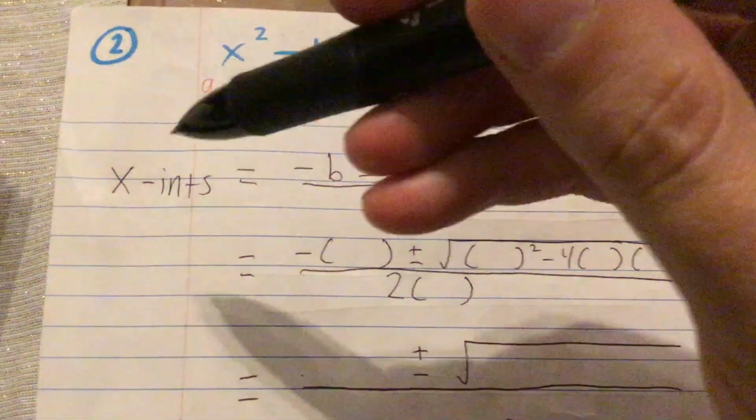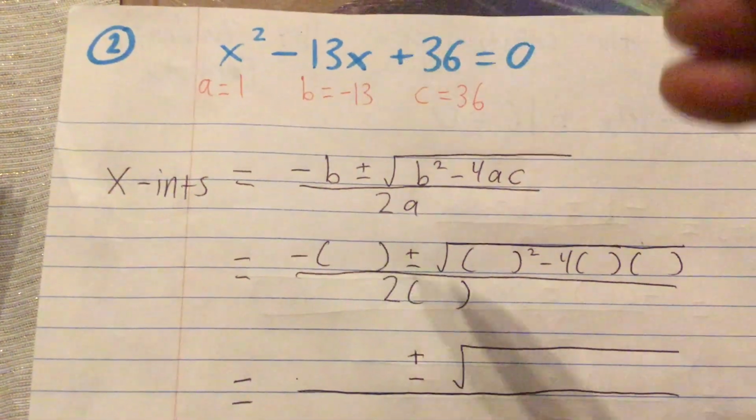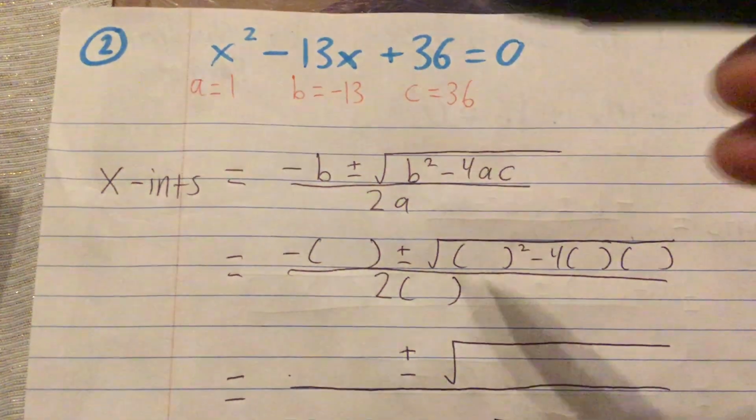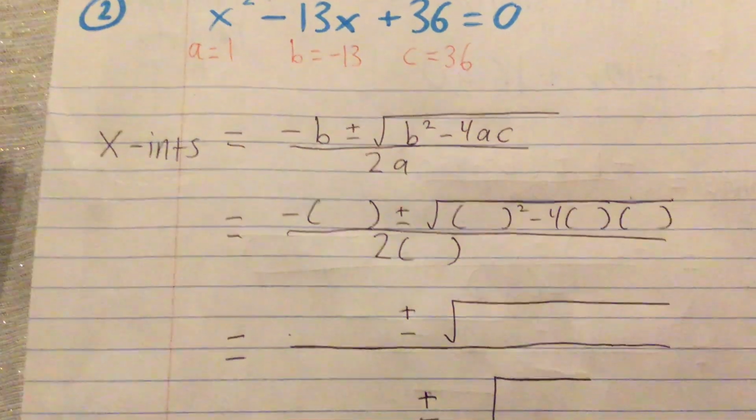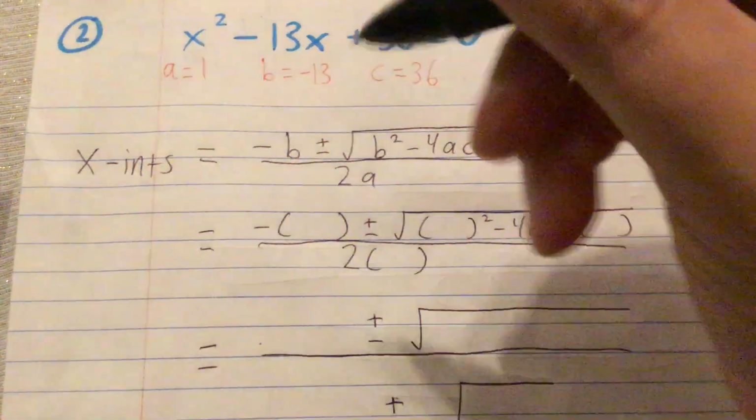If we want to solve x squared minus 13x plus 36 is equal to 0, we can use the quadratic formula as well as factoring. So let's use the quadratic formula here.